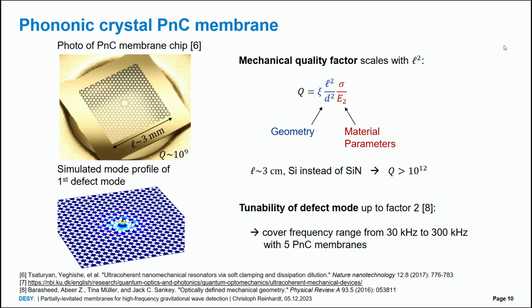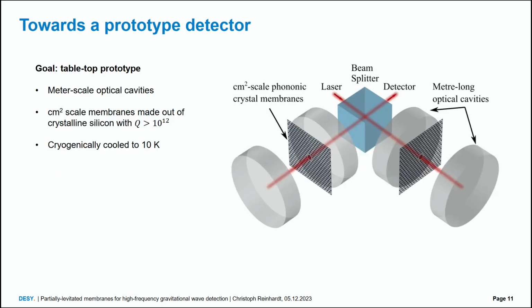And then, of course, this tunability is a big question here. Okay, so you have this phononic crystal device, which, of course, is more complicated than a pendulum. So how about the tunability? What has been shown in the literature is that you can make phononic crystal membranes where you have a tunability of this defect mode of about a factor of 2. And then based on this, we would expect that we could cover the substantial range of tens of kilohertz to hundreds of kilohertz with 5 such membranes, basically.